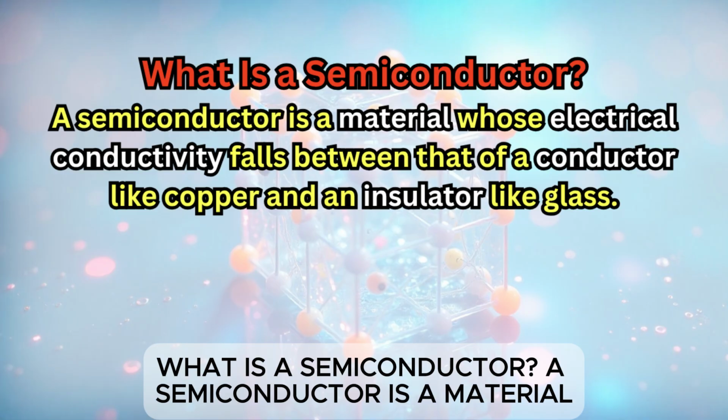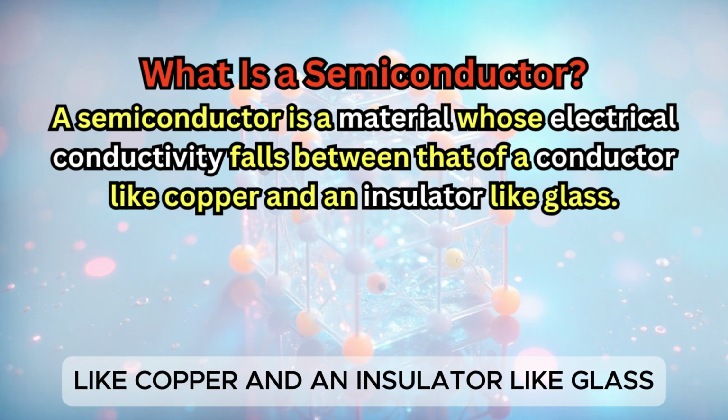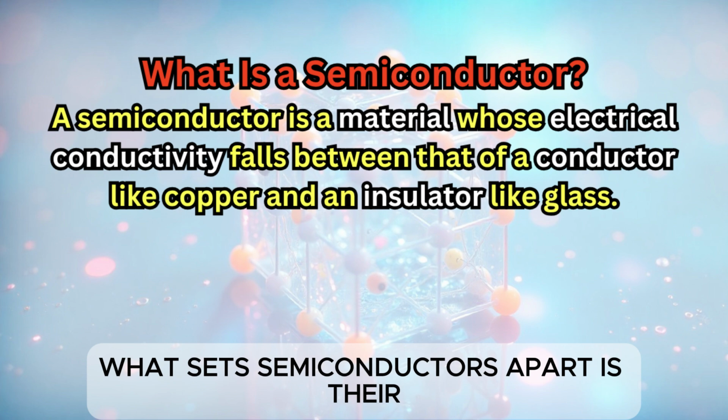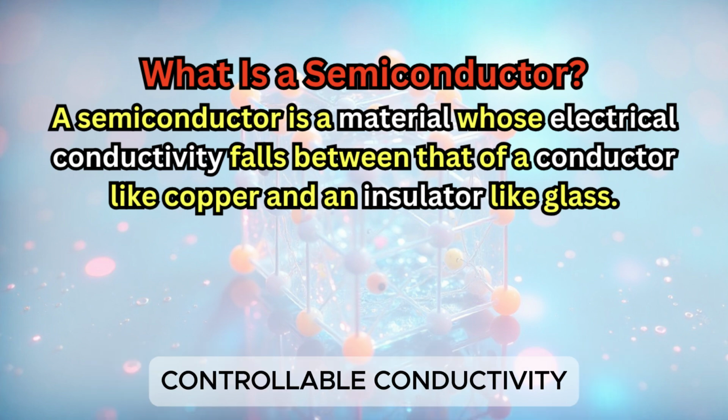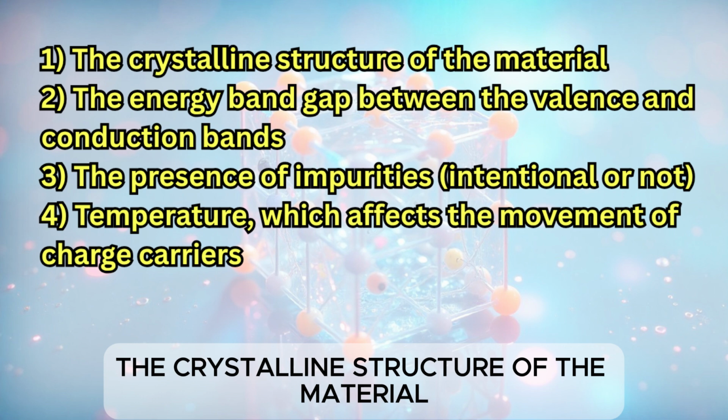What is a semiconductor? A semiconductor is a material whose electrical conductivity falls between that of a conductor like copper and an insulator like glass. What sets semiconductors apart is their controllable conductivity, which depends on: 1. The crystalline structure of the material.